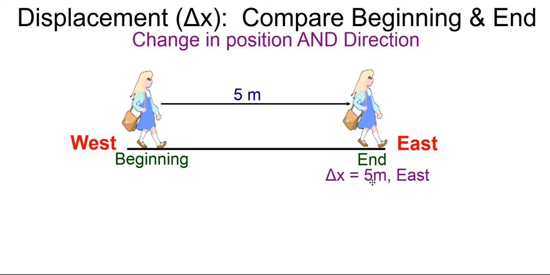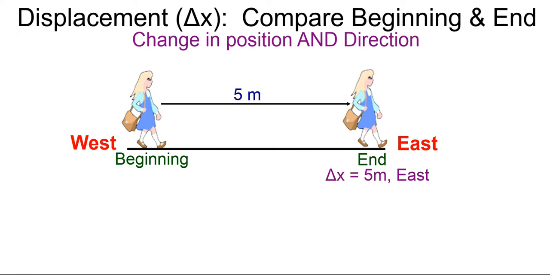So how far has she walked? She's walked 5 meters, hasn't she? And what direction? East. So our displacement, delta x, which really means change in position, from beginning to end, I emphasize that, beginning to end for displacement, is 5 meters to the east.